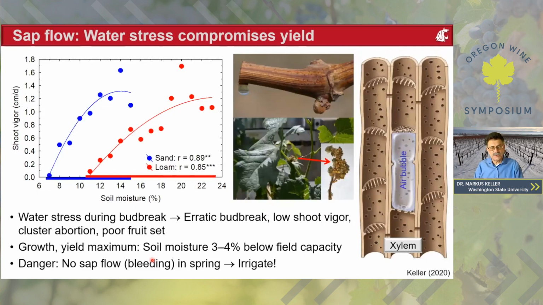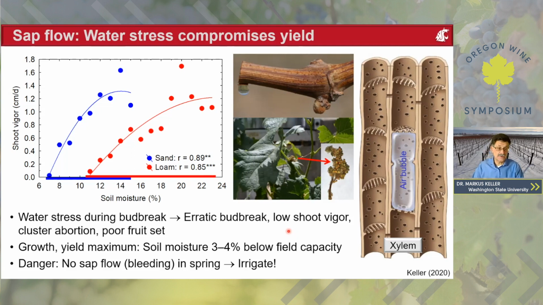One problem, if you don't have enough soil moisture, which can be an issue, especially in the eastern part of Oregon and Washington, is that the plant can then not generate enough root pressure. This happens sometimes in our winters when we don't have enough winter rainfall and not enough moisture in the ground. And when we don't have irrigation water available in the spring, we can sometimes see erratic bud break, low shoot vigor, often a bit of a zigzag growth of the shoots.